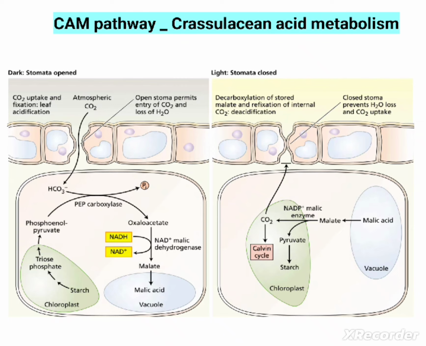Now we have the chloroplast that has starch in it, right? The starch is the product of the previous photosynthetic pathways, and that starch will be broken down to triose phosphate. Now this triose phosphate will move out of the chloroplast and will be converted, and phosphoenol pyruvate is one of the products, which we saw even in the C4 cycle.